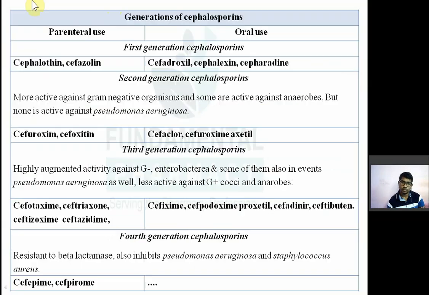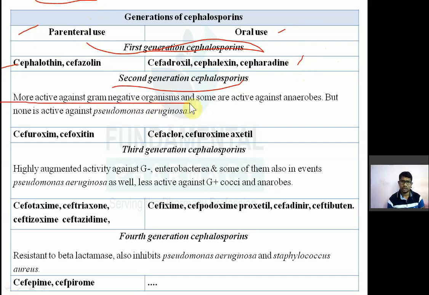Now, generations of cephalosporins. You have to remember these generations, because questions come on this. First generation cephalosporins, parenterals and oral. What comes in first generation parenteral? Cephalothin and cefazolin. What comes in first generation oral? Cefadroxil, cephalexin and cefradine. So here, cephalexin, cefadroxil, cephalothin and cefazolin. Then second generation cephalosporins, they are more active against gram-negative organisms and some anaerobes.